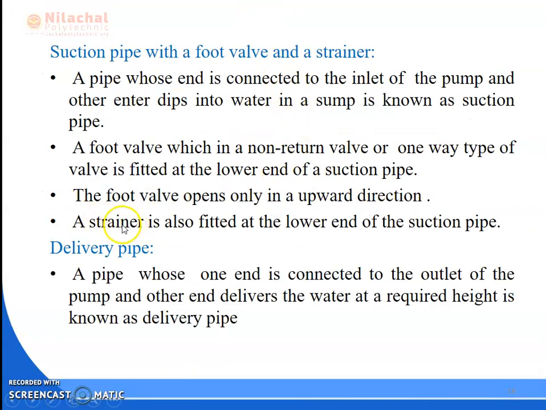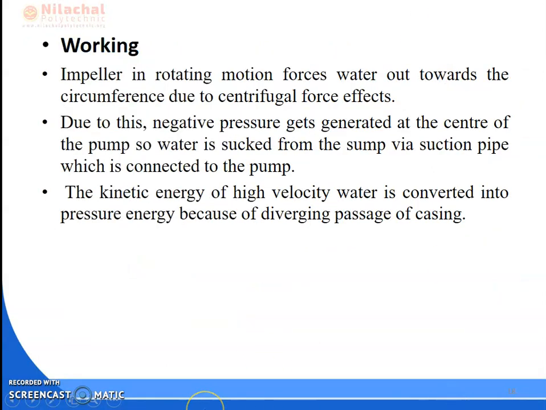Then we will discuss the foot valve. We discussed that it opens in the upward direction. The strainer is fitted at the lower end of the suction pipe, where the water first passes through the strainer, which removes the dust, dirt and other contaminants. Now the delivery pipe. What is the delivery pipe? The water discharged from the casing will be delivered by the delivery pipe. Then we will go for the working.